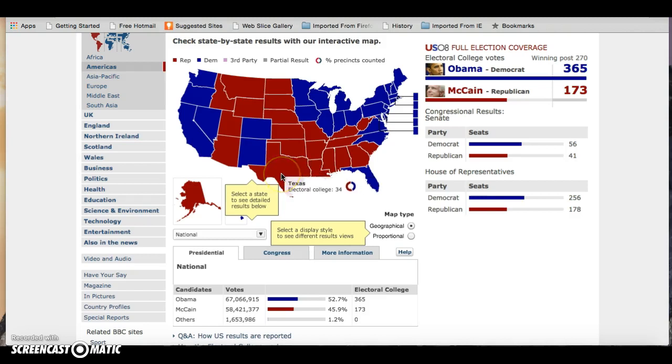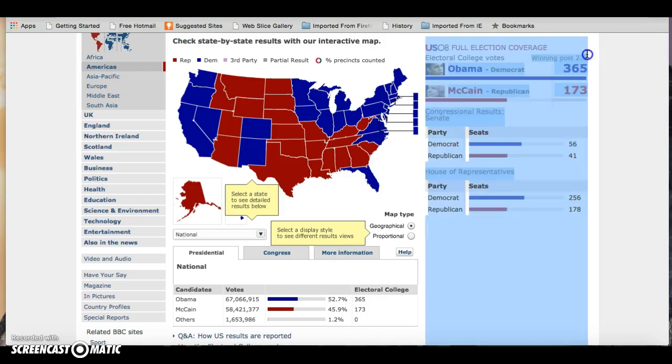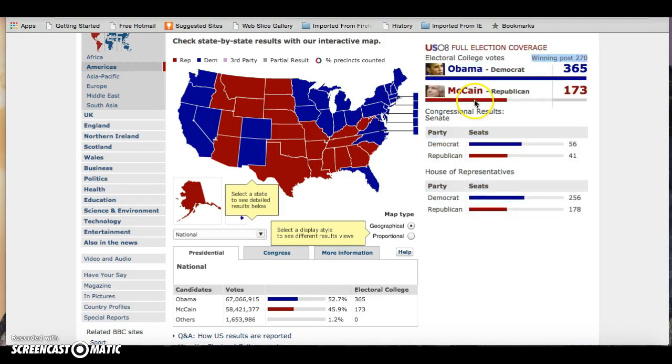Back in 2008, Texas had 34. They've got more than that now. I think they've got 37 now. But as you can see, that would be 2 senators and 32 House seats. Now, all of the electors added up together is 538, which means that the winning post is 270 to win.